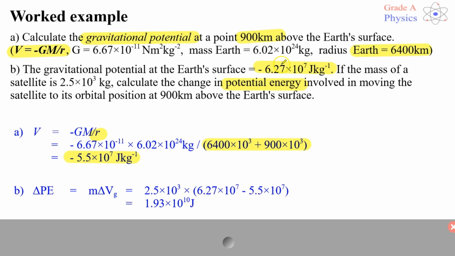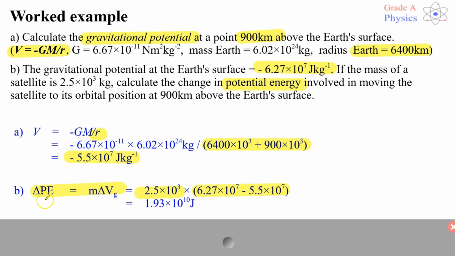For simplicity, again, we could just disregard the negative value and just work out the difference between the two positive values, so the magnitude of the difference. So either way we do it, it is the difference. So 6.27 take away 5.5, 10 to the 7, then multiply by the mass. So this expression here, we're probably given that in the formula booklet, but if we're not, then we know by definition the potential is the work done per unit mass.